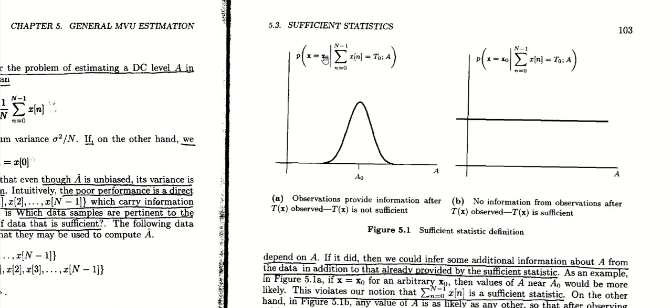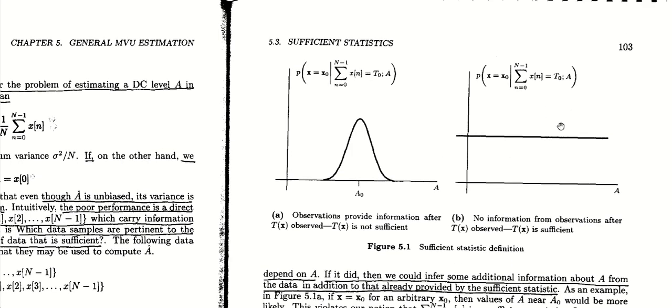So let's look at an example. If your PDF, when T0 is given, still depends on A, then what that means is you have additional information. That means this T0 doesn't completely and sufficiently describe all the information about A. That's why it depends on A. Therefore, this T0 is not a sufficient statistic.